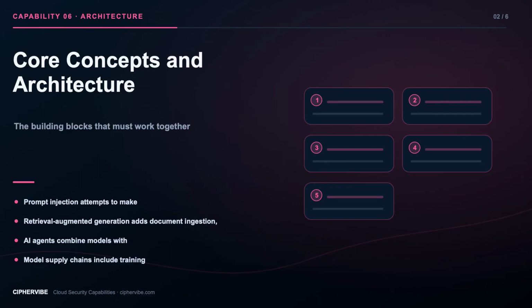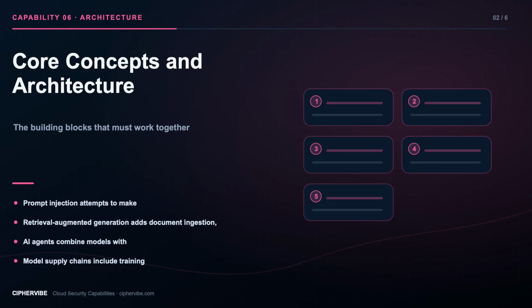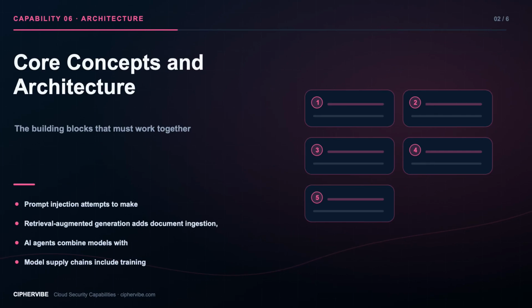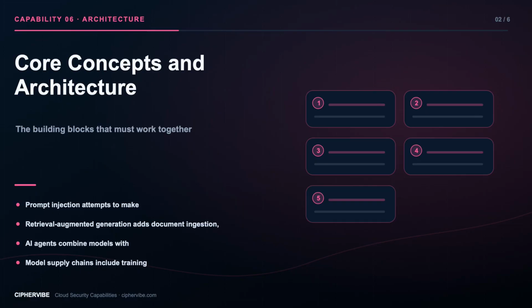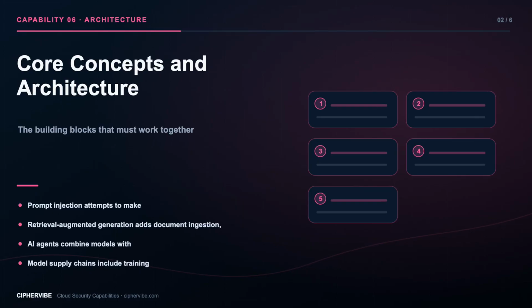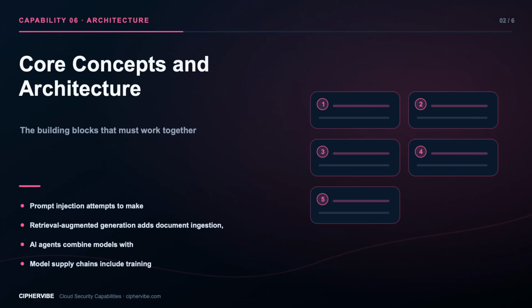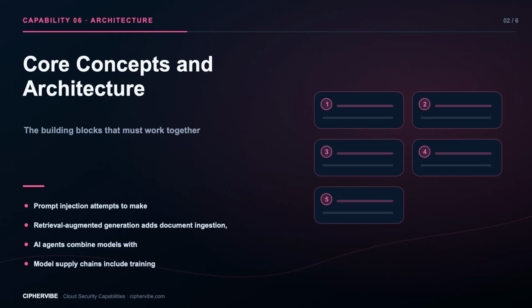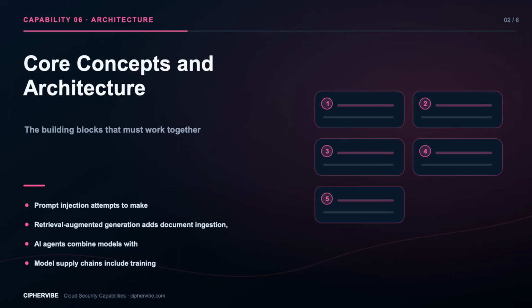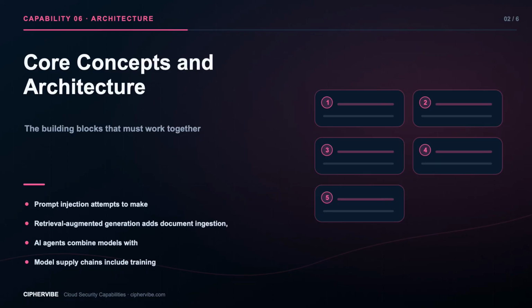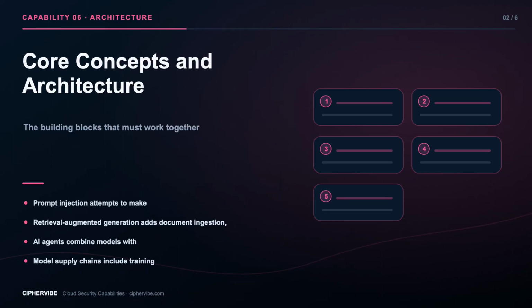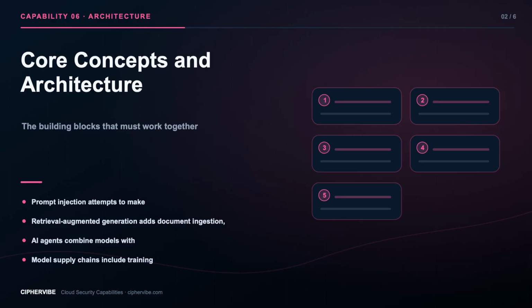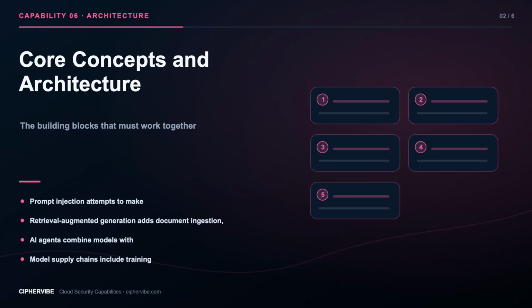The capability should create a traceable chain from source evidence to a security decision and then to an accountable action. First, prompt injection attempts to make untrusted instructions override the application's intended policy or manipulate tool use. Second, retrieval-augmented generation adds document ingestion, embeddings, vector search, authorization filtering, provenance, and response grounding.